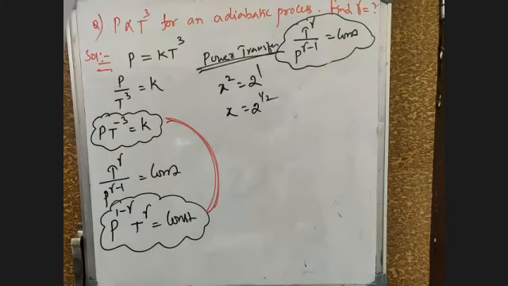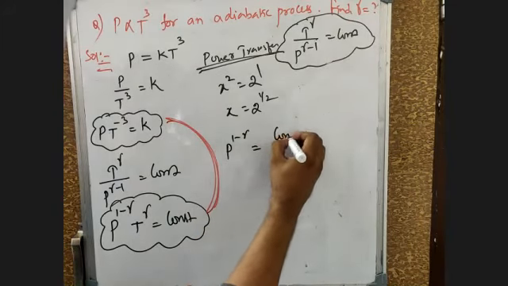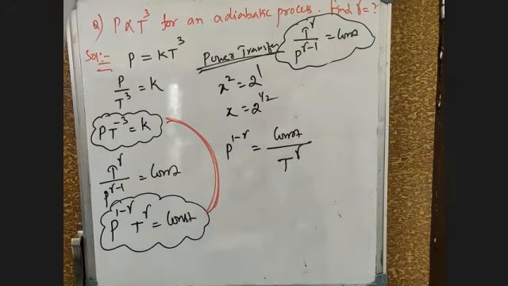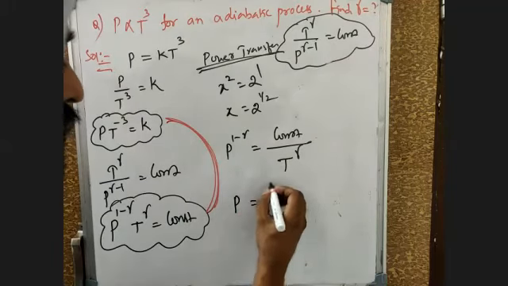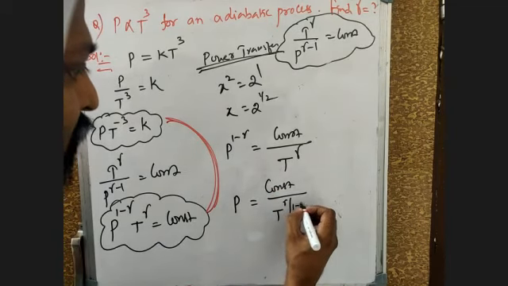Now see, here also I can transfer the powers in the same way. P to the power of 1 minus gamma is equal to constant divided by t to the power of gamma. Now if I transfer this power here, this will become p is equal to this constant to the power of t to the power of gamma divided by 1 minus gamma. Can I write like that?